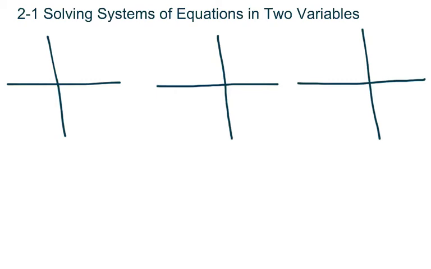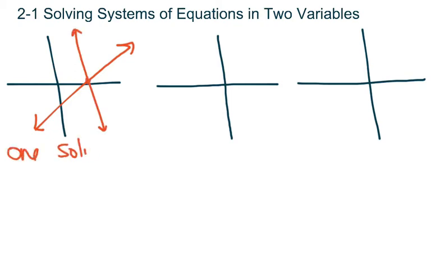Solving systems of equations in two variables means graphing it and finding the point of intersection of the two lines, if a point exists. There are three things that happen when we graph systems of equations in Algebra 1. One thing that happened was we would graph two lines and they would intersect at one location. We would say that that system had one solution.